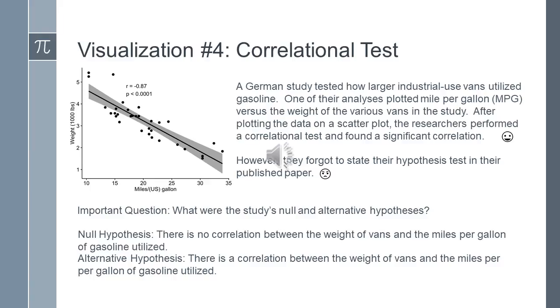The important question is, what were the study's null and alternative hypotheses? We state the null hypothesis as follows. There is no correlation between the weight of the vans and the miles per gallon of gasoline utilized. The alternative hypothesis states there is a correlation between the weight of the vans and the miles per gallon of the gasoline utilized.